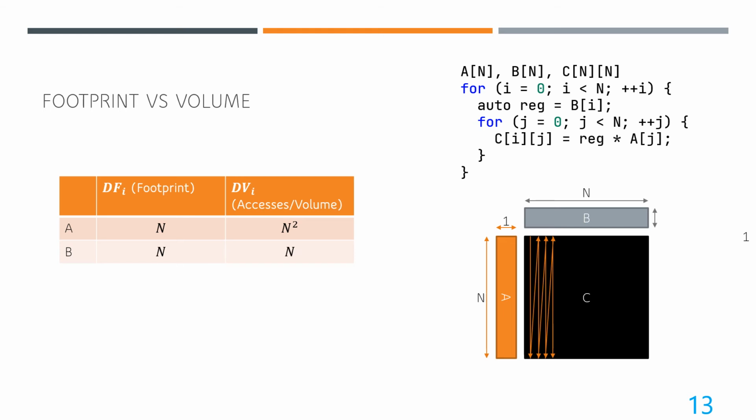Now consider data footprint for array B. It's n. And the data volume for B is also n. This is because the inner loop can reuse the cached load in variable reg instead of accessing it from the array slice repeatedly. Note, permuting the loops in this example and caching the element of A instead of B will cause the volumes of A and B to be n and n squared respectively.